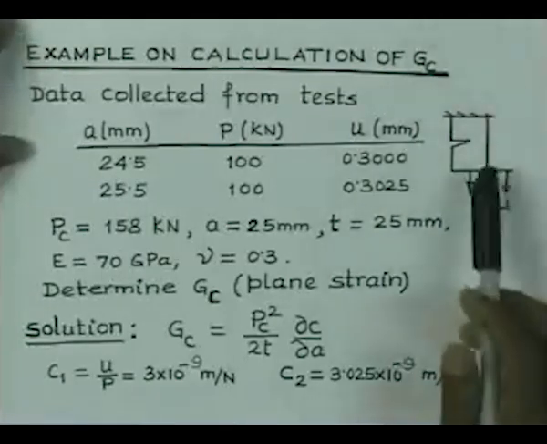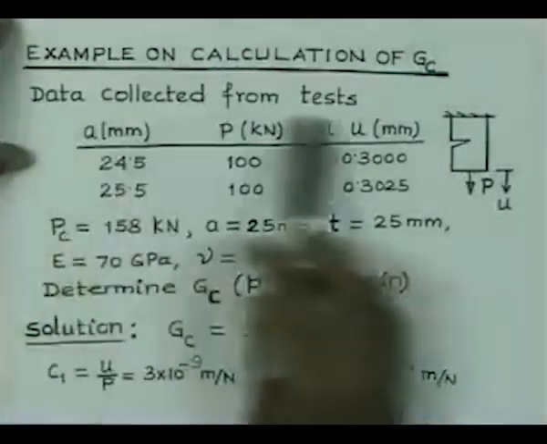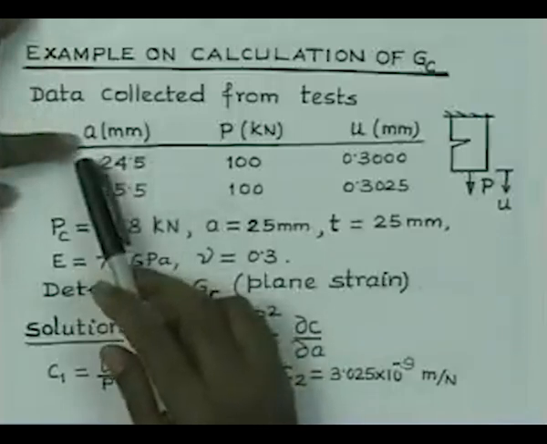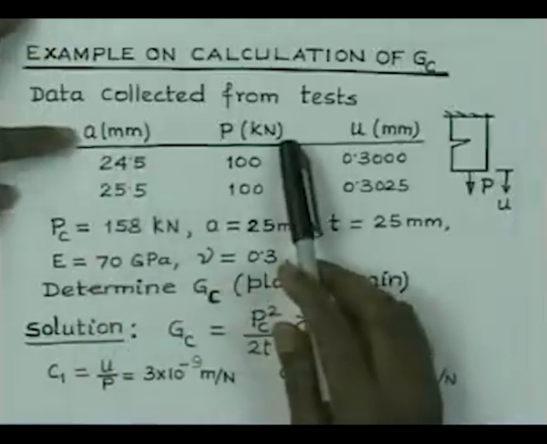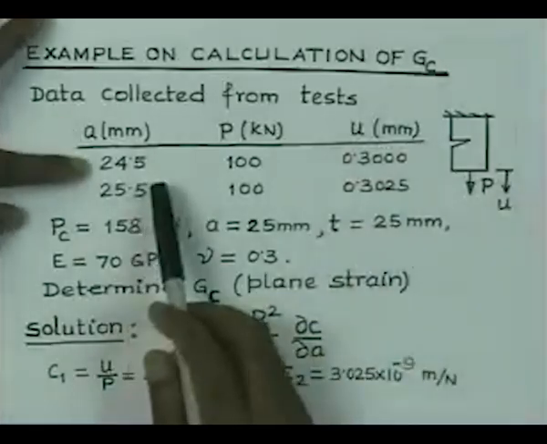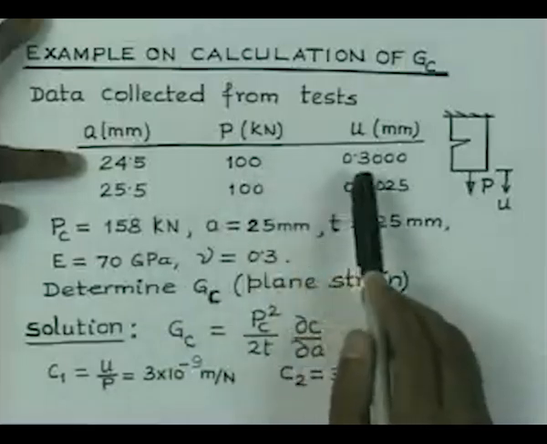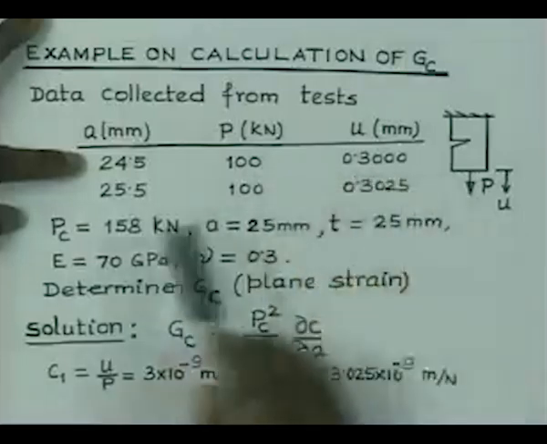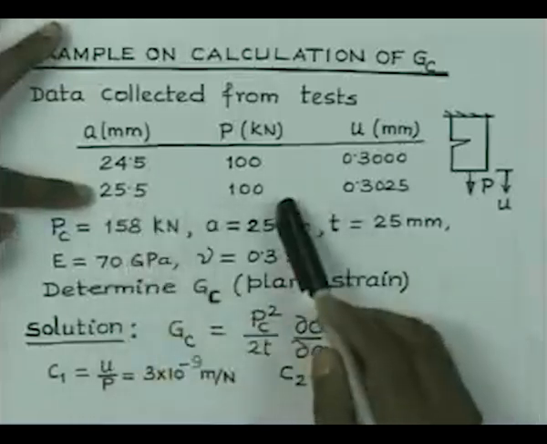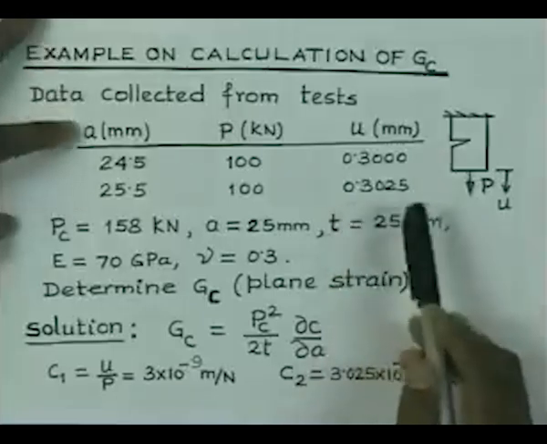It is given here that a specimen in this configuration was tested, and the following data were collected. The data are observations on the crack length, the load, and the displacement u of the load point. So, when the crack length is 24.5 millimeter, load is 100 kilonewton, there was a displacement of 0.3 millimeter. Similarly, when the crack length is 25.5 millimeter, the load is 100 kilonewton and the displacement is 0.3025 millimeter.